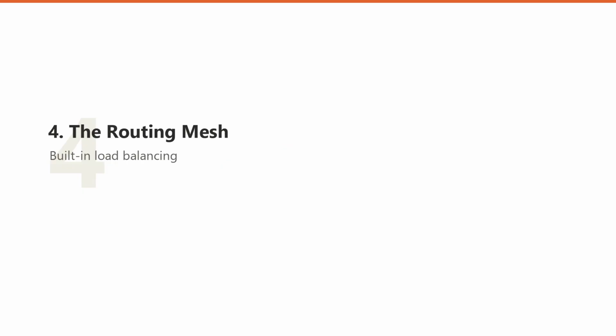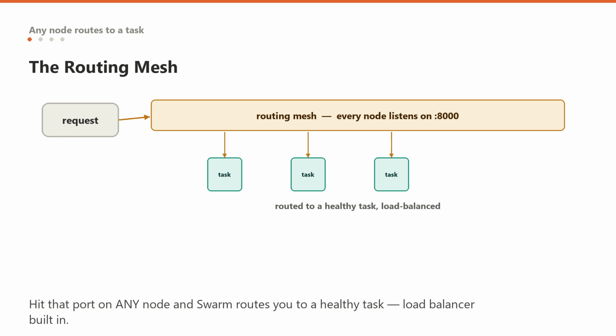Concept 4. The routing mesh. Here's one of Swarm's nicest built-in features, the routing mesh. Suppose your service publishes port 8000 with 3 tasks spread across 3 nodes. With the routing mesh, a request to port 8000 on any node in the Swarm, even a node not running a task, is automatically routed to one of the healthy tasks and load balanced. You don't configure a separate load balancer, it's built in. So you can point your external load balancer at every node, and Swarm handles getting the request to a running container.